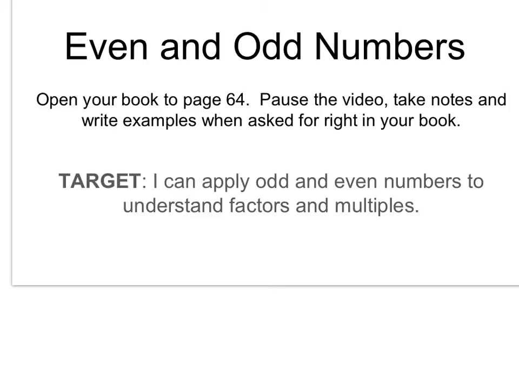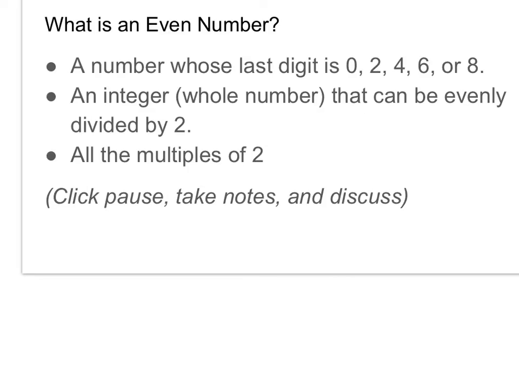Now I'd like you to read the target with me. I can apply odd and even numbers to understand factors and multiples. So let's start with even numbers. What is an even number? An even number is a number whose last digit ends in 0, 2, 4, 6, or 8.